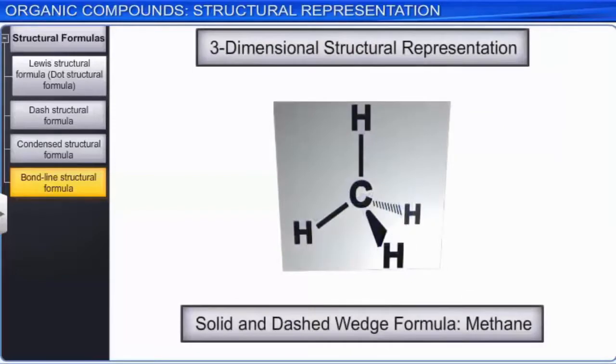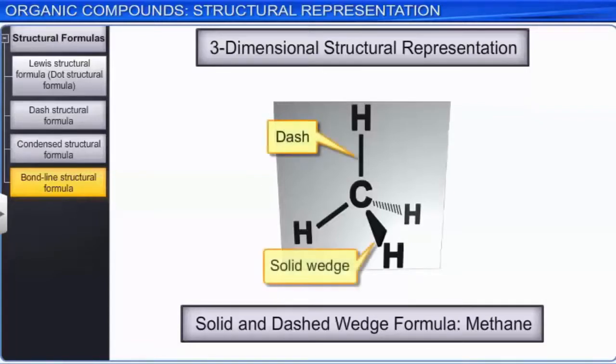Organic molecules can be represented by using the solid and dashed wedge formula. This is a three-dimensional structural representation of an organic compound. This formula can be represented on the paper by using 3 conventions, that is, a dash, a solid wedge, and a dashed wedge.